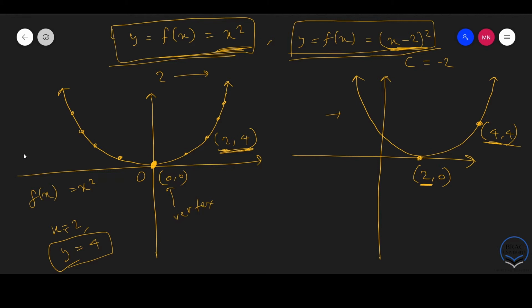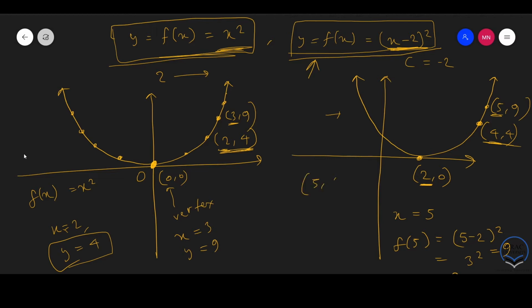So let's say x is equal to 3, for example. If x is equal to 3, then obviously y will be equal to 3 squared, which is 9, right? So if this point is 3, 9, then similarly, for this graph, we will have a corresponding point 5, 9, right? So once again, the x coordinate increased by 2 units to give us the same output. And we can check this as well. So when x is equal to 5, we have f of 5 is equal to 5 minus 2 whole squared. This gives us 3 squared, which is equal to 9. So when x is equal to 5, we have 9.